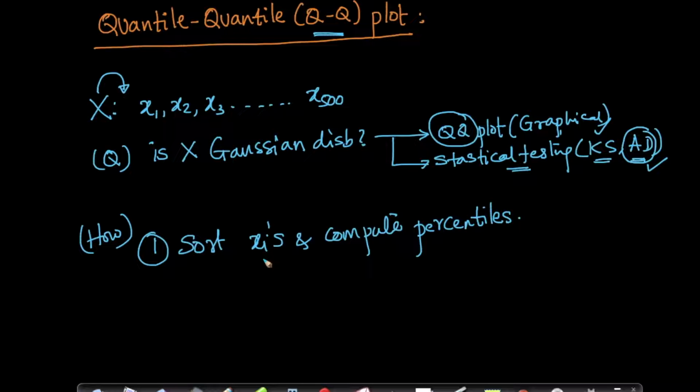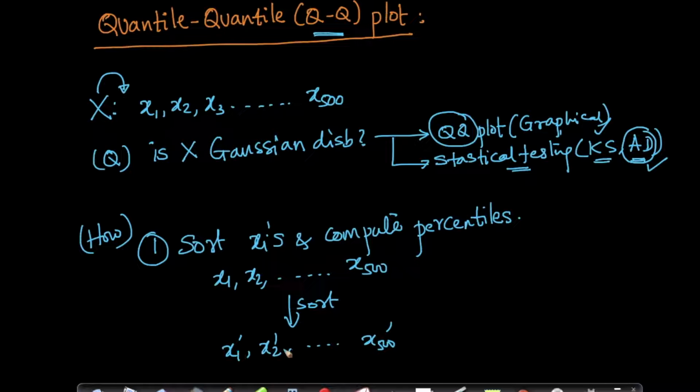When you sort the xi's, suppose you have x1, x2, so on and so forth, x500. You can sort them and get, let's say, x1 dash, x2 dash, so on and so forth, x500 dash, such that x1 dash is less than or equal to x2 dash, so on and so forth. This is sorting in ascending order, such that this is the smallest and this is the largest. Once you sort them, you can compute percentiles.